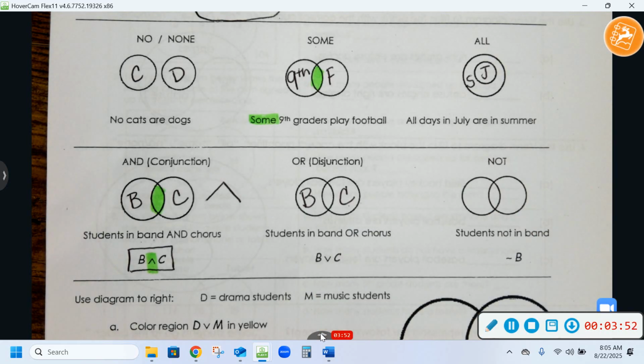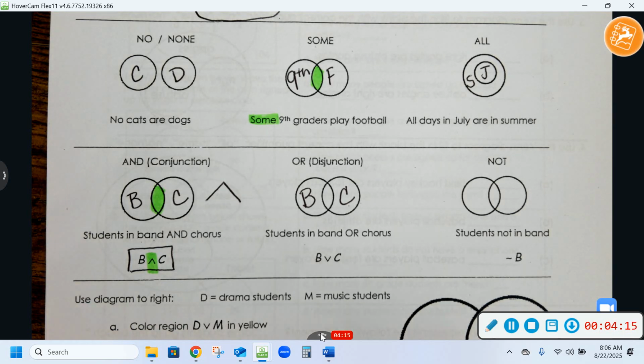We're still dealing with band and chorus. But this side, it says or. So conjunction is both together. Disjunction is this. We have two things. It's all of them. So not just the two things and what's in the middle, but two things, all of them. So what does that mean? What am I going to color in?